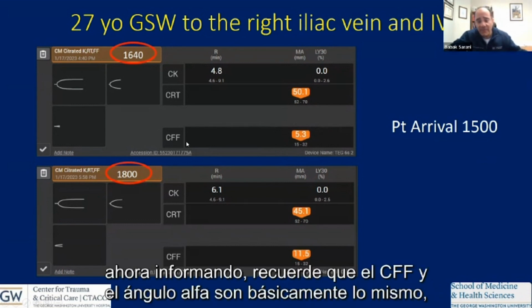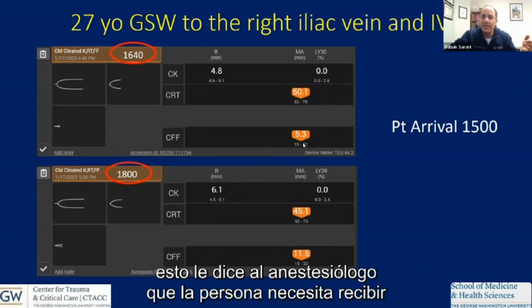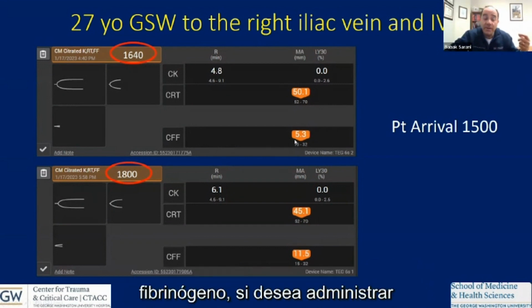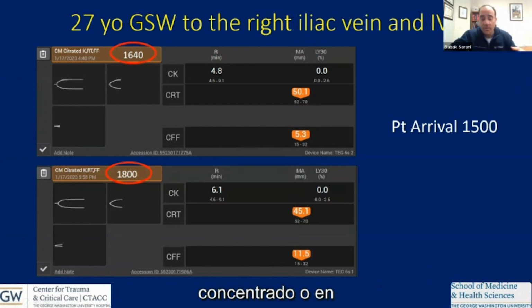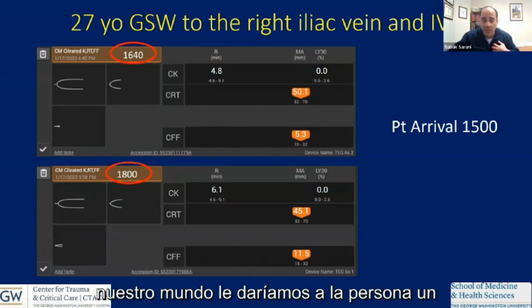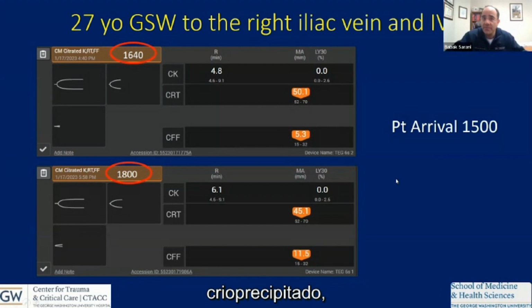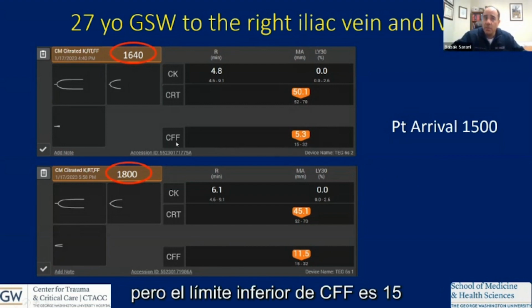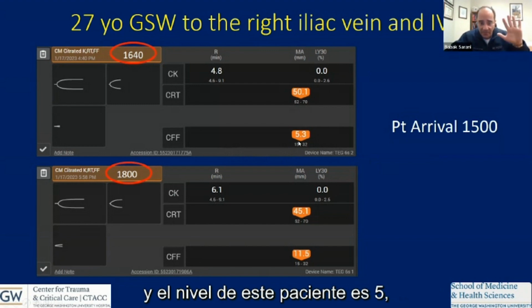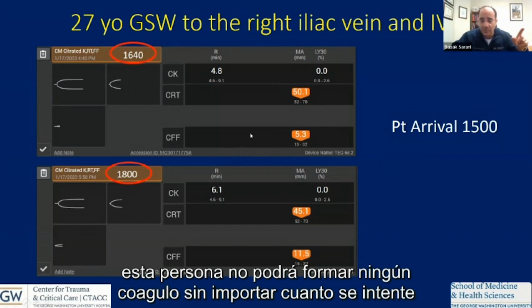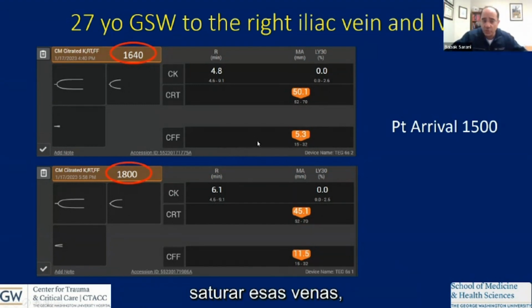Remember that CFF and alpha angle are basically the same thing. This is telling the anesthetist that the person needs to receive fibrinogen, whether you want to give fibrinogen concentrate or, in our world, we would give the person cryoprecipitate. Up to you. But the lower limit of CFF is 15. This patient's level is 5. This person is not going to be able to form any clot, no matter how much you try to suture those veins.